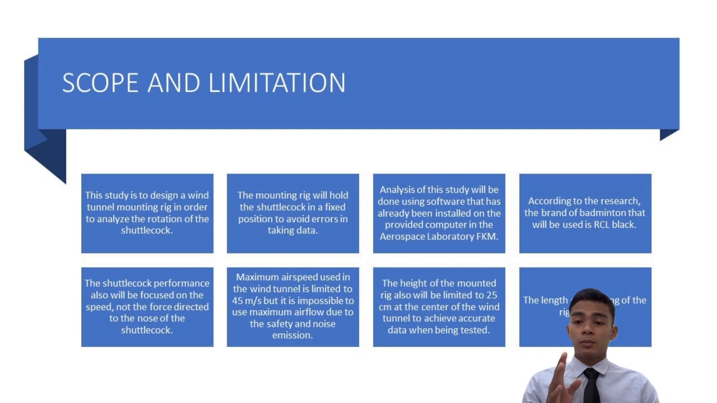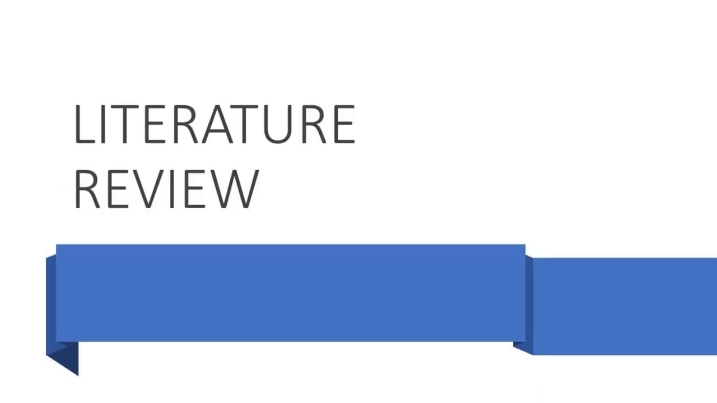But it is impossible to use the maximum airspeed because of safety and noise emission. The height of the mounting rig also will be 25 cm at the center of the test section of the wind tunnel. And the length of the hanging rig will be 13 cm.